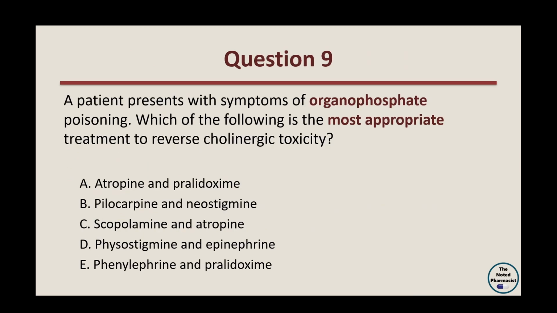Question 9. A patient presents with symptoms of organophosphate poisoning. Which of the following is the most appropriate treatment to reverse cholinergic toxicity? Option A, atropine and pralidoxime. Option B, pilocarpine and neostigmine. Option C, scopolamine and atropine. Option D, physostigmine and epinephrine. Option E, phenylephrine and pralidoxime.